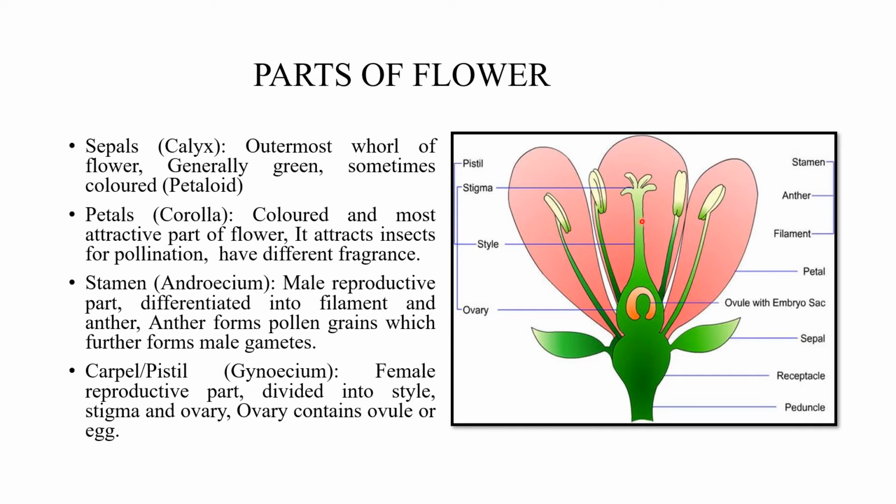Then this is the female reproductive part. Here this is an ovary. Inside the ovary, ovule. Inside the ovule, ovum or egg is found. Then this is style. This is stigma. Together this is called pistil or carpel. This is the female reproductive part, or can be called gynoecium.